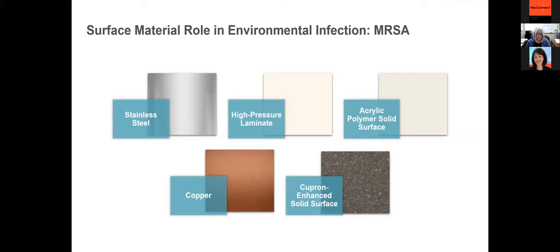And then this slide just shows the five materials that we used in our study. So we looked at stainless steel because that's the gold standard in healthcare environments. We looked at high pressure laminate because there's still miles of that in healthcare environments. And then an acrylic polymer solid surface. So we're seeing more solid surfaces in environments. And then we had two products that had copper. So one was sheet copper and the other one was a solid surface that had cupric oxide added to it.